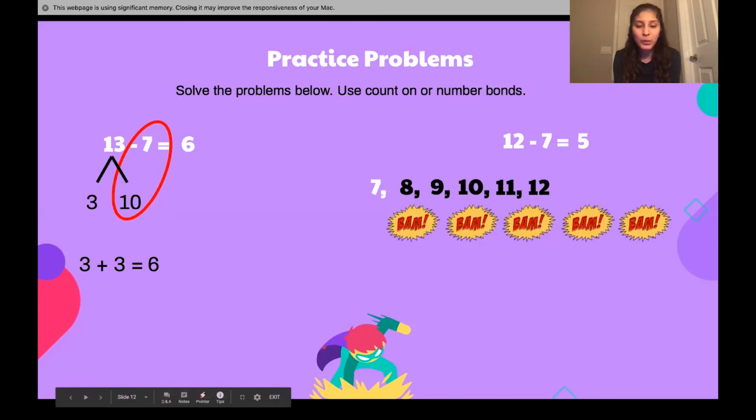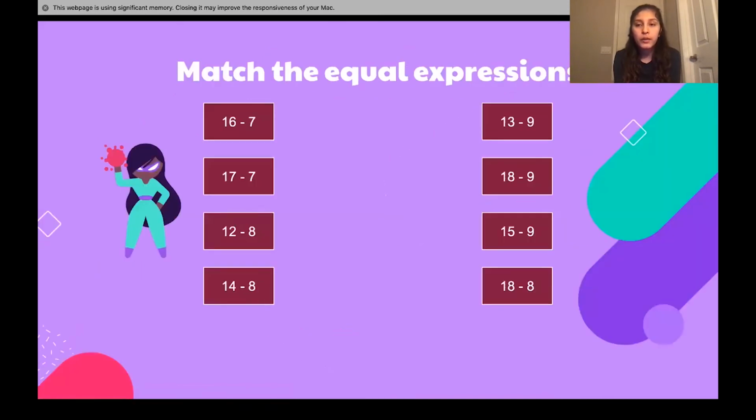Here's our little superhero guy. Okay, so I'm going to move my screen all the way over here with this fabulous superhero girl.